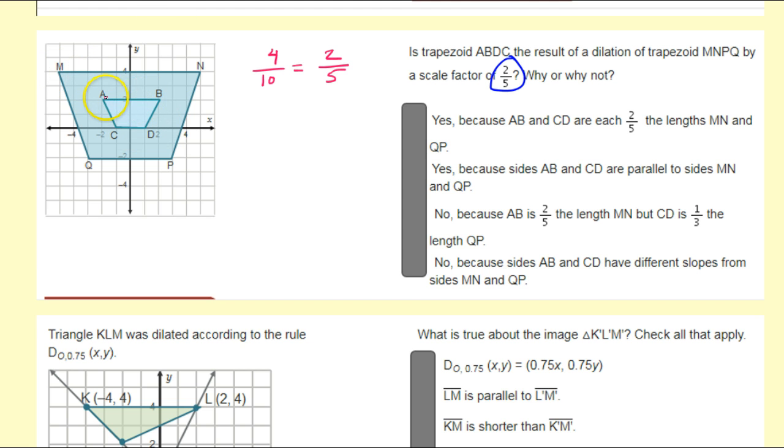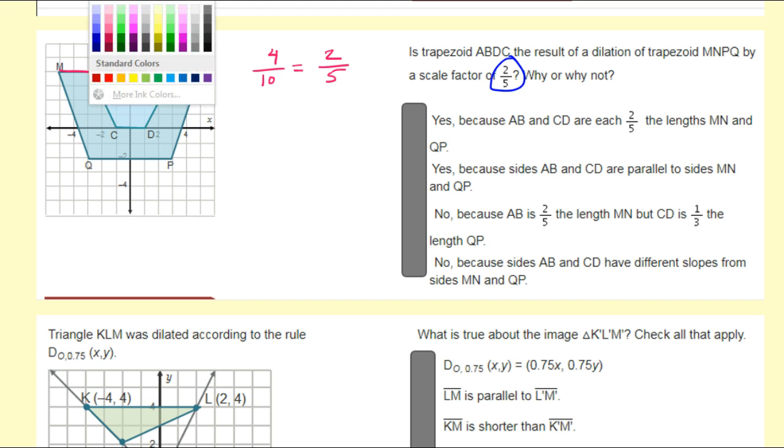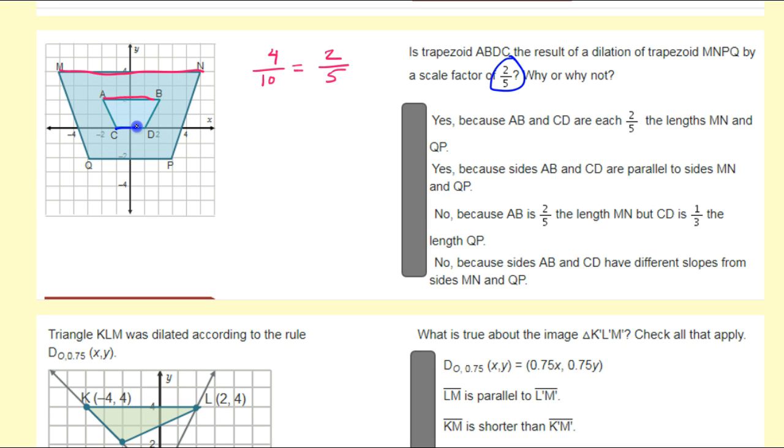Okay, so that's the AB and the MN. So those are good. Maybe I'll mark them as I go. All right. Now how about CD, which is 2, and let's compare that with QP, which is 6. So that would be 2 over 6, which reduces down to 1/3. So that's a fail right there.